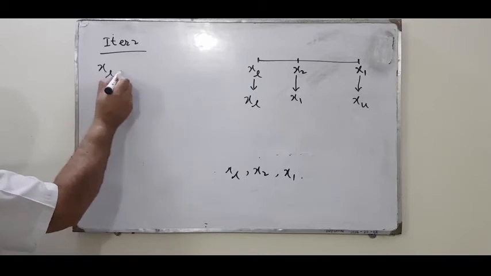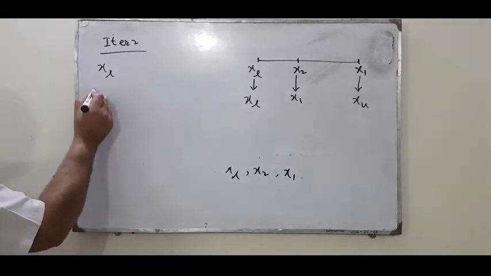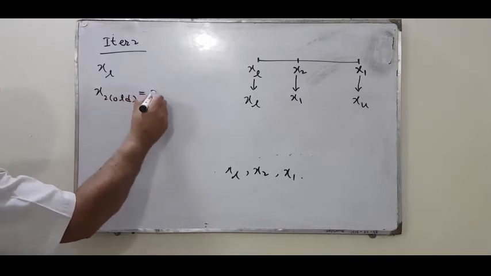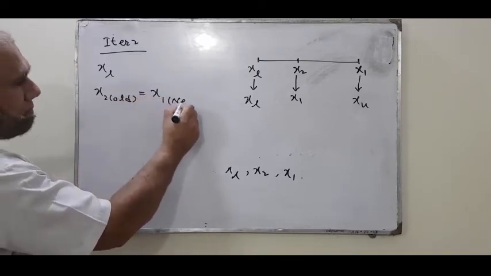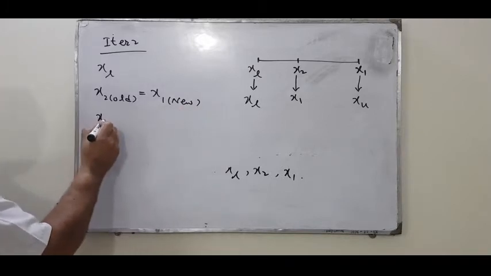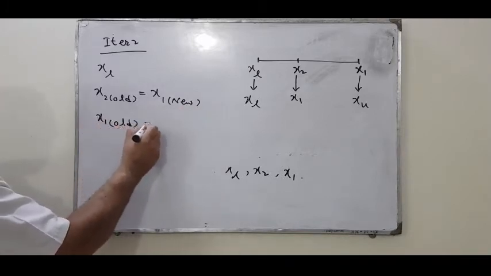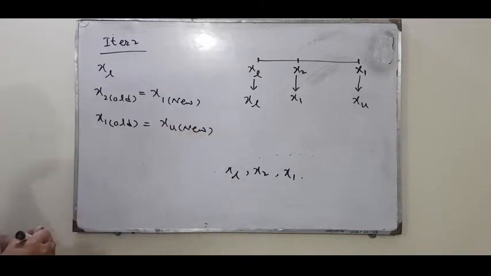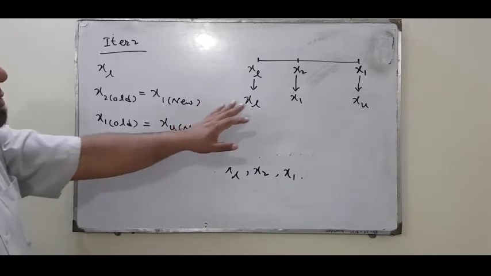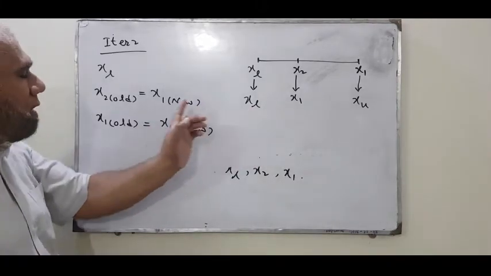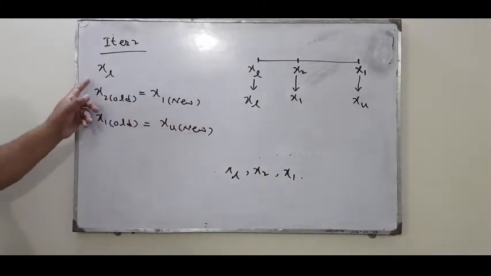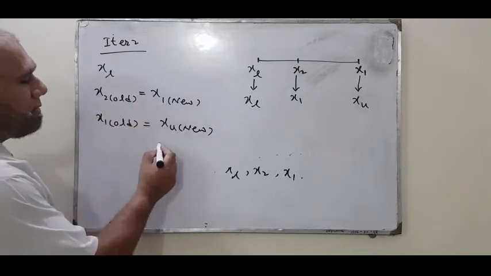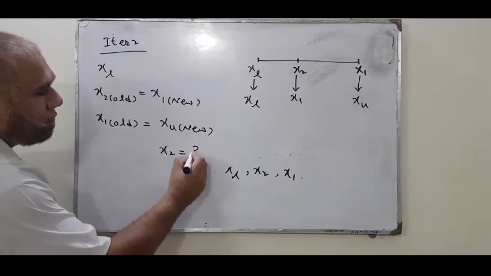So now you are making the changes, and I write down all the changes here. The XL old will remain as it is. X2 old will be now your X1 new, and X1 old gives you the XU new. So these are the changes we have made in order to proceed for the next iteration. And now you note down, we have XL, we have X1, we have XU. So the missing term is the only term which is X2.